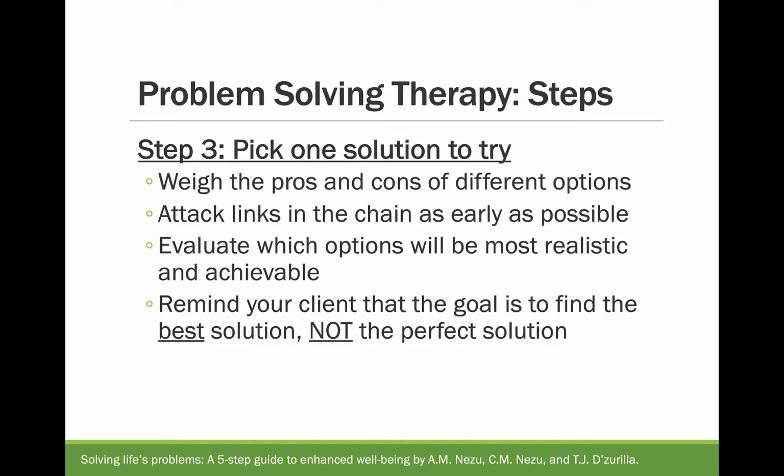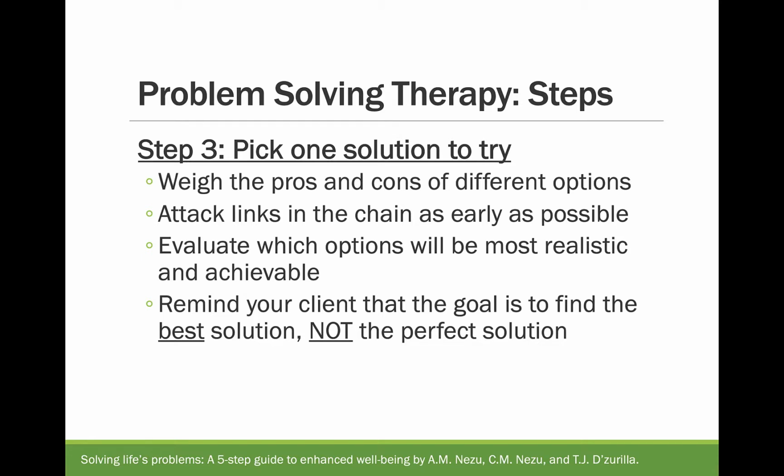So after all of these different solutions have been brainstormed and your client feels comfortable that they have a good list of things that they would be willing to try, the third step in problem-solving therapy is to pick one solution to try. And you want to not just pick one out of the blue, but rather really weigh the pros and cons of the different options. So you're really having your client take the time to really reflect on which solution would work best in their current situation.